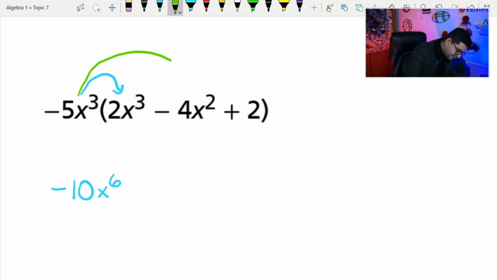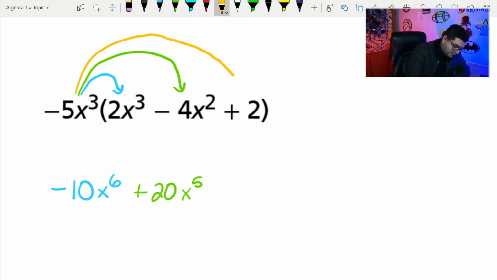Going to multiply these next two. Now negative 5x raised to the power of 3 times that negative 4x squared. A negative times a negative would get me a positive. So negative 5 times negative 4, that's a positive 20. X raised to the power of 3 times x raised to the power of 2, out of that 3 and the 2, you get 5. Finally, negative 5x raised to the power of 3 times a positive 2 would give me a negative 10x raised to the power of 3. And that's how we multiply using the distributive property.